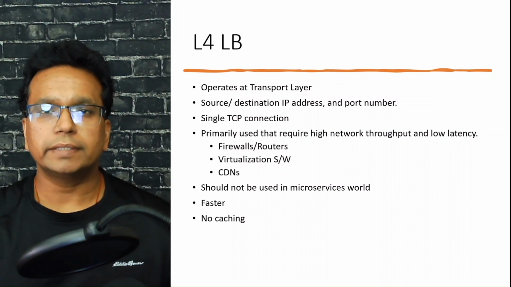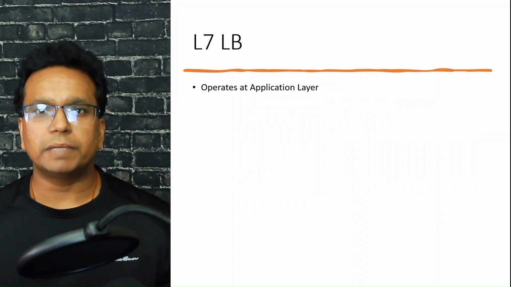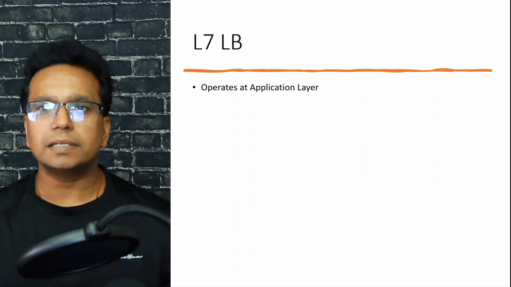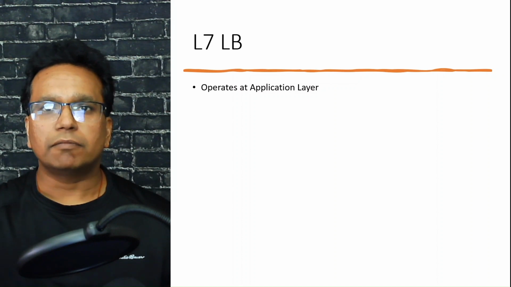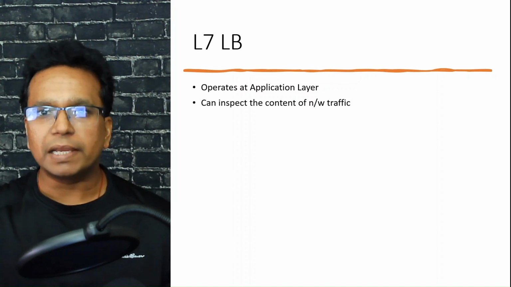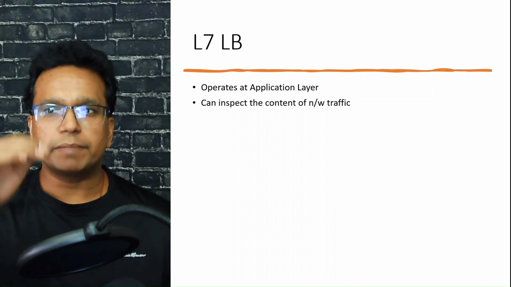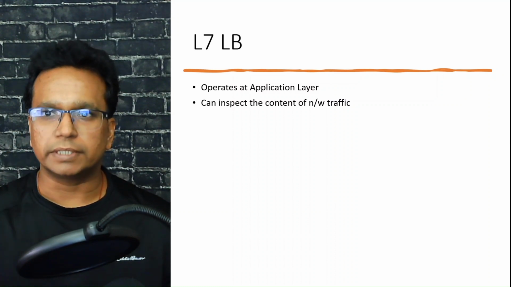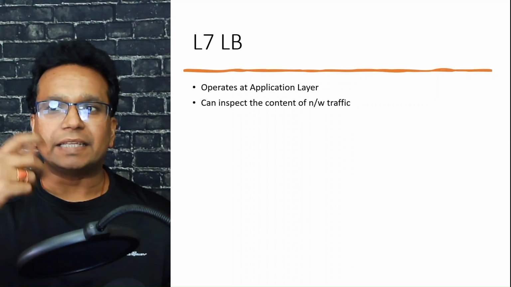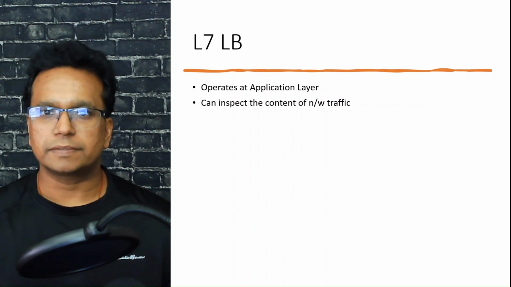Now let's take a look at the L7 load balancers. As we discussed earlier, L7 load balancers operate at the highest level of the OSI model, which is the application layer. What it means is that they have the ability to inspect and manipulate the content of the traffic that is being sent to the servers. Basically, they can read the content and they can modify it, and that enables them to make much more informed routing decisions.